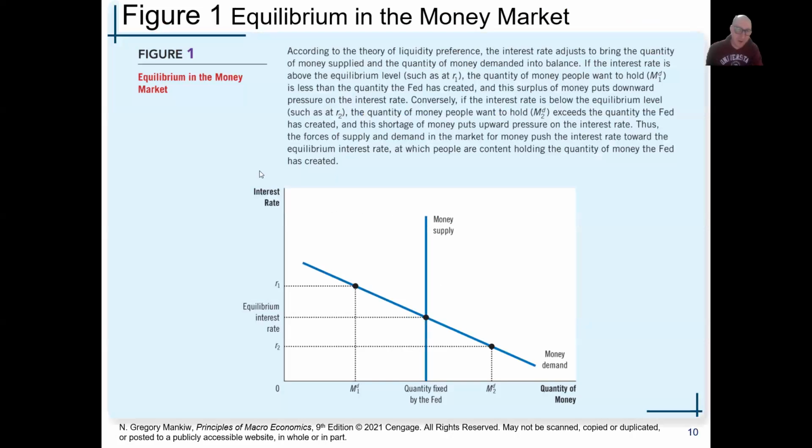Here we have it graphically. The equilibrium interest rate is where the money supply equals the money demand. When interest rates go up, the demand goes down. When interest rates go down, the demand goes up. And then eventually it gets balanced back out by the Federal Reserve.